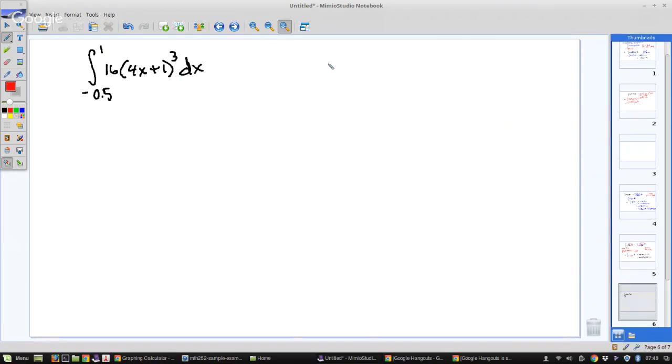So here, my inner function, I'm going to choose the u is 4x plus 1. And that means du is 4 dx. And I have that right here if I view the 16 as 4 times 4. So then there's my du. So I'm going to rewrite this as the integral of 4 times u cubed du.